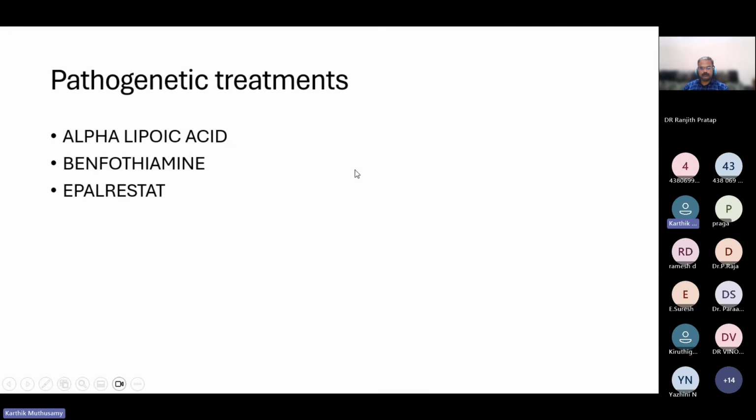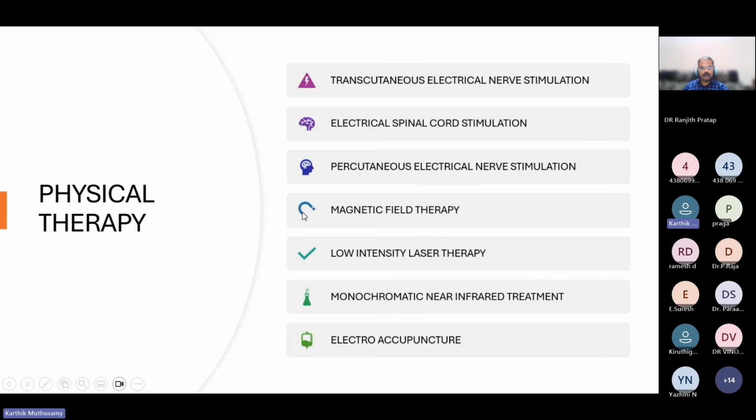And pathogenetic treatments have also been described in detail by Dr. Suresh, so I'm not going to talk much about that. My main topic is non-medical management of diabetic neuropathy.